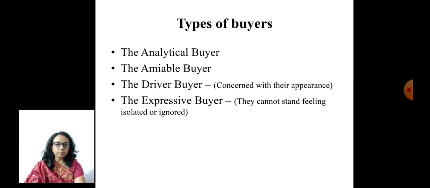Types of buyers. You can see on the slide the types of buyers, which include analytical buyer, amiable buyer, driver buyer, and expressive buyer. An analytical buyer is motivated by logic and information. This buyer will look at all the data on competing brands and products before making an informed decision.